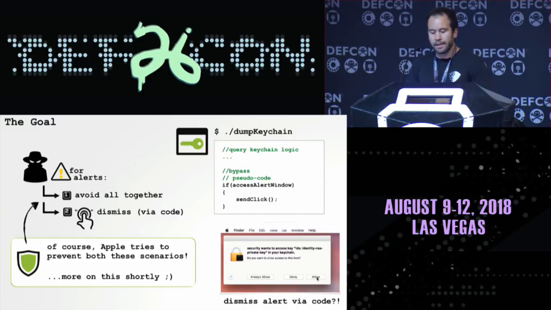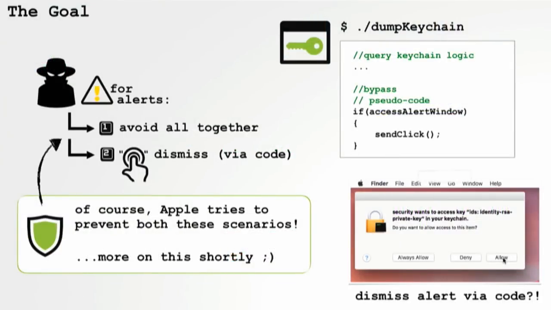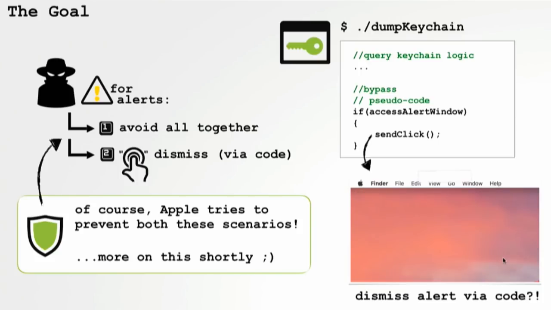All right, so the goal for the attacker then is to either avoid all these alerts in the first place, and we'll show some examples of how to do this, or if an alert is shown, how to programmatically interact with it, to dismiss it via code. So for example, here's a piece of malware, and we'll talk about this a little more in detail later, but it allows the attacker to interact with the operating system remotely. Here, for example, we see an alert that is displayed when the malware tries to dump the keychain. So what a remote attacker can do is send a synthetic mouse event to click, for example, the allow key here to dump an RSA private key. Now, of course, Apple tries to prevent these synthetic interactions, but it's really a cat and mouse game. And we'll talk more about Apple's defenses, but it should really come as no surprise that Apple keeps losing.